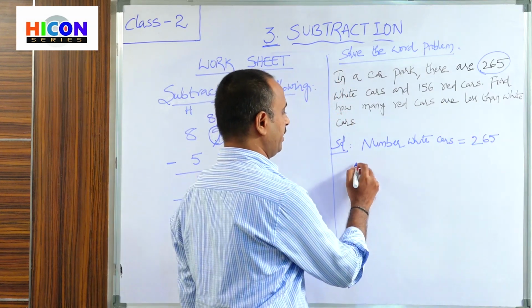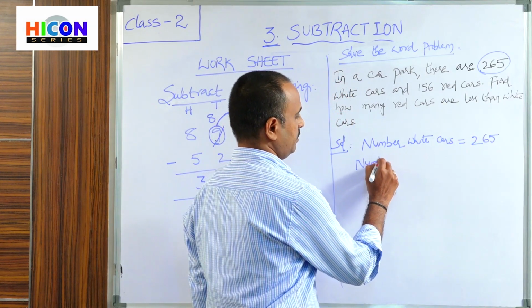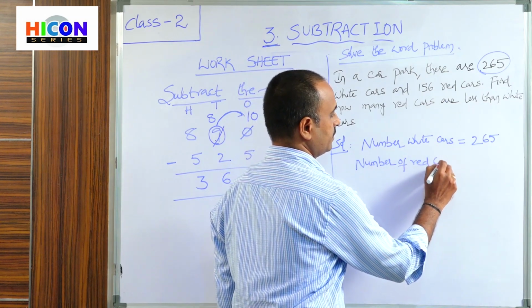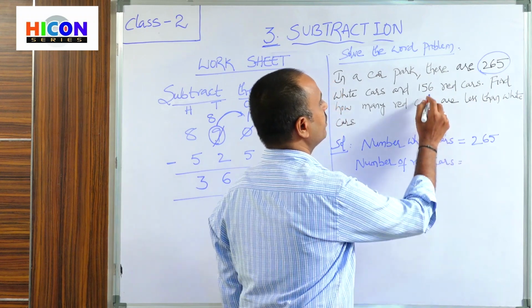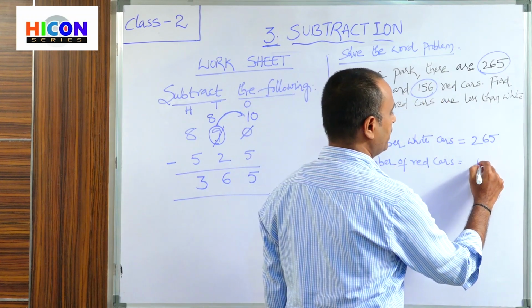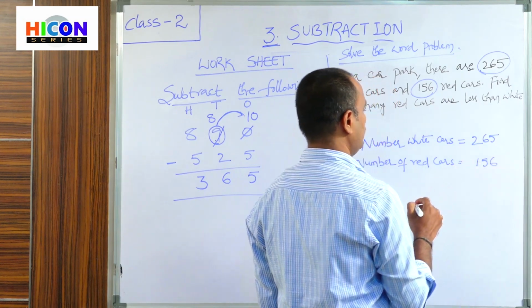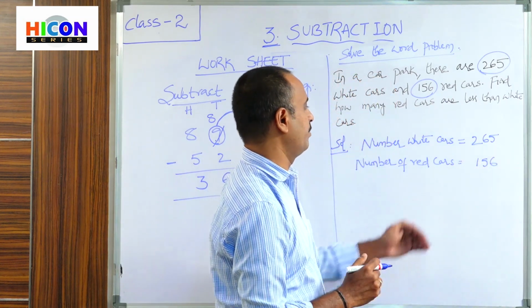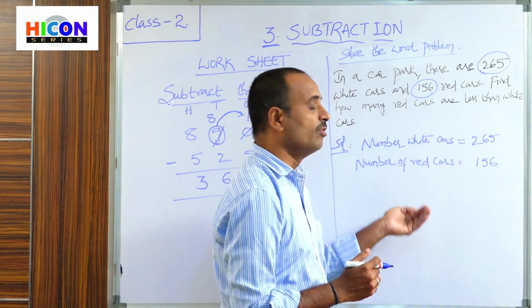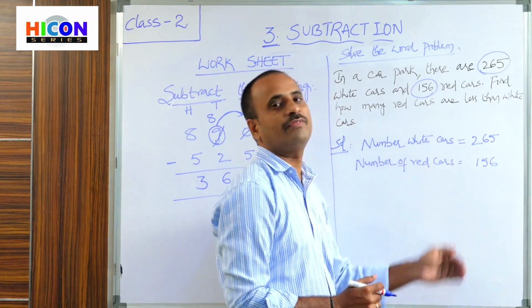Next, number of red cars. Children, how many red cars are there? 156 red cars are there. So write 156. Now we have to subtract the number of red cars from the white cars. Then we will get by how much number the red cars are less than white cars.